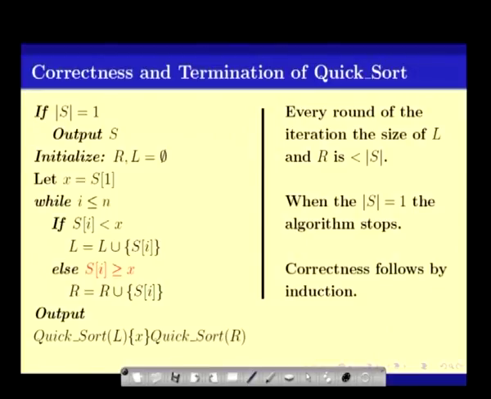The correctness of the algorithm follows by induction, because let us assume by induction that quick sort L gives the right answer and quick sort R gives the right answer. In that case, every element in quick sort L is less than x, which is less than or equal to every element in quick sort R, and thus what we obtain is the correct output.